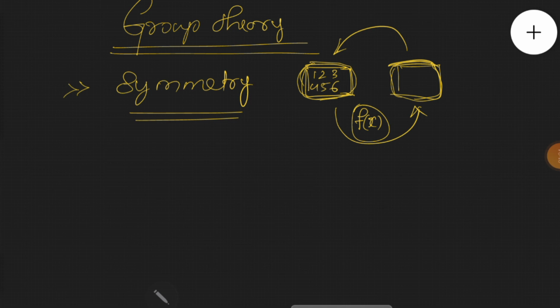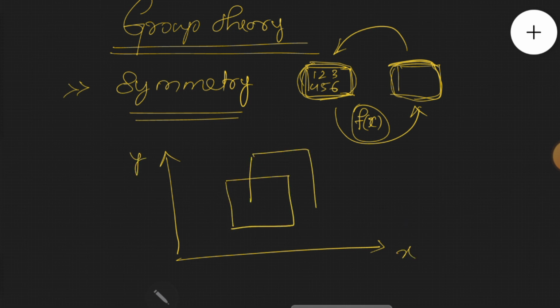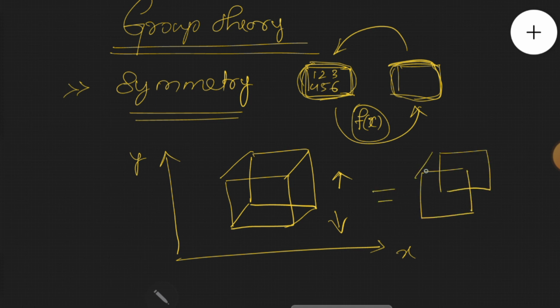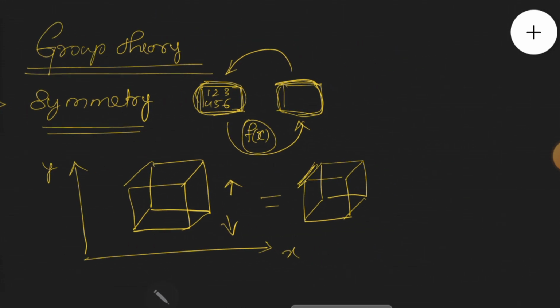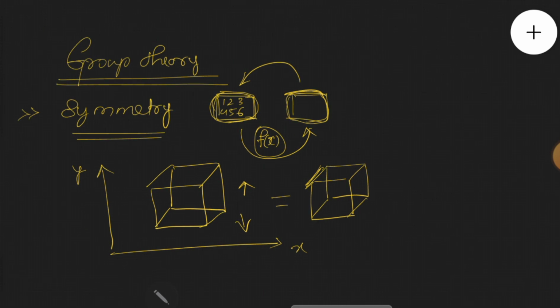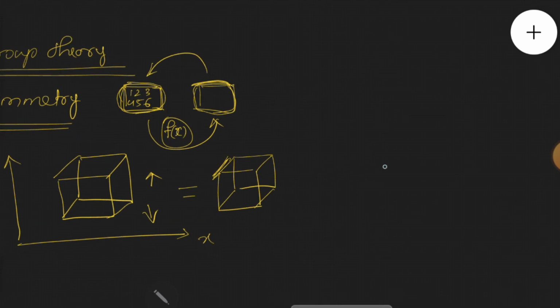In a broader perspective, if you want to understand this, if this is the x and y coordinates and you have a cube here, and suppose I rotate this cube maybe from up left to right or right to left, this thing will still remain as a four-sided cube. It is not that after some rotation it is going to become a triangle or a circle. So this is what we are talking about in group theory, whether a system will still hold the characteristics that it had before after a function f of x has been performed on it.